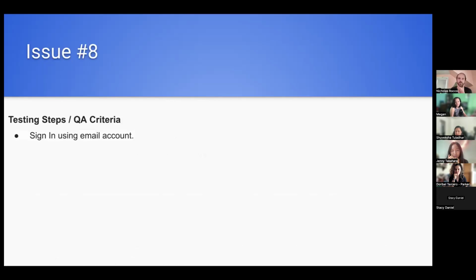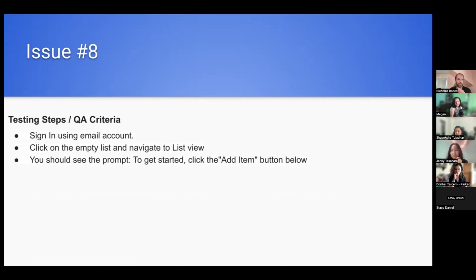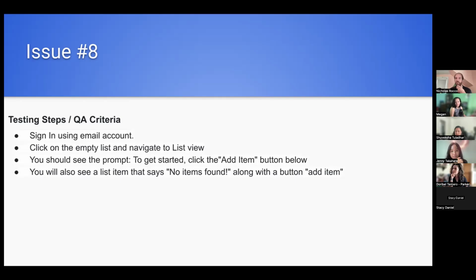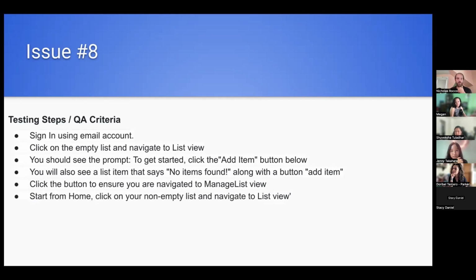Okay, great. So the steps for testing is going to be signing in using your email. Click on the empty list and navigate to the list view. You should see the prompt to get started. Click add item. It will actually now say click add item below rather than it being a button. It's a link. You will also see a list item that says no items found along with an add item link. Click the link to ensure that you are navigated to the manage list view.